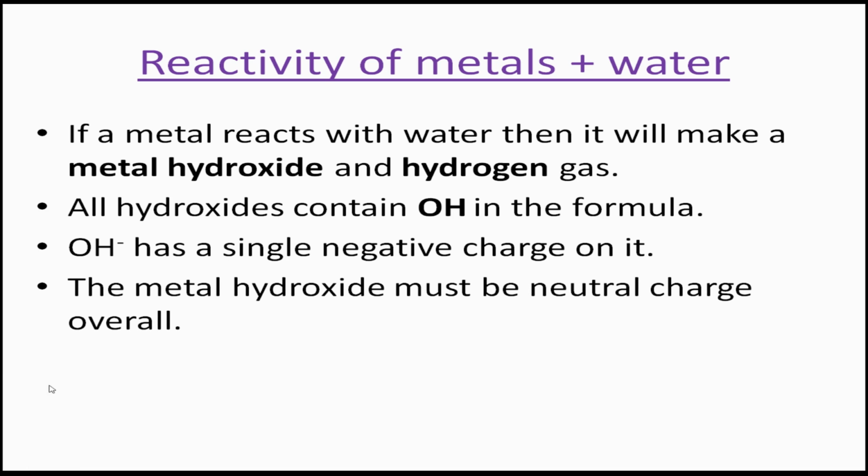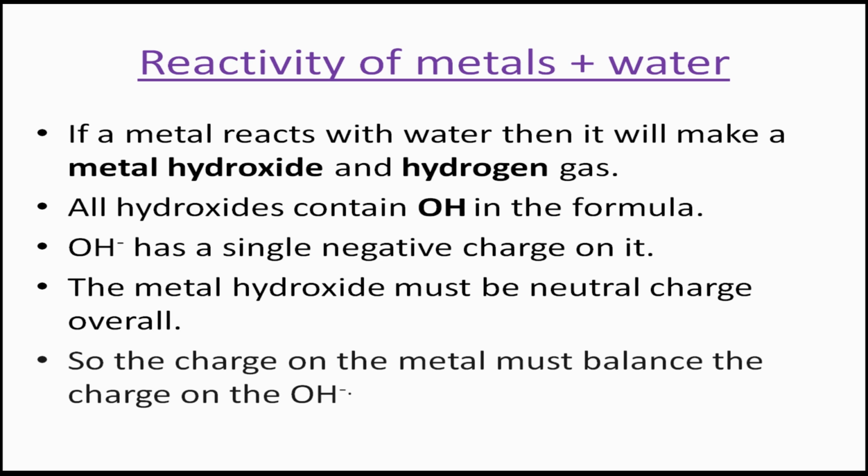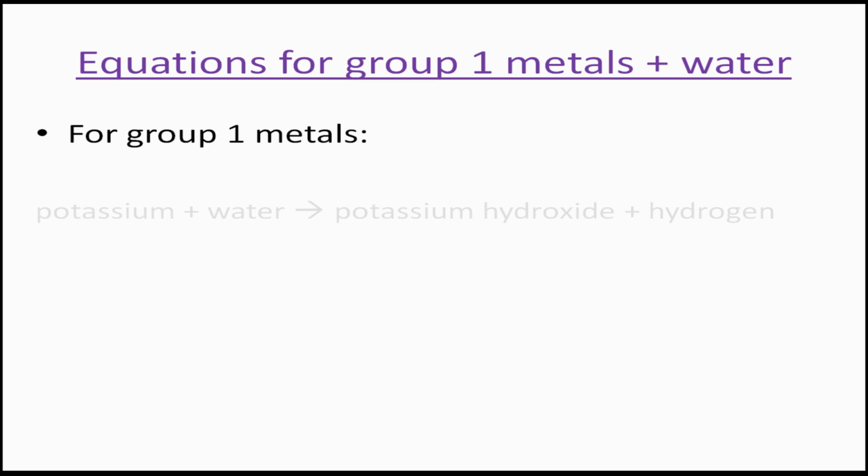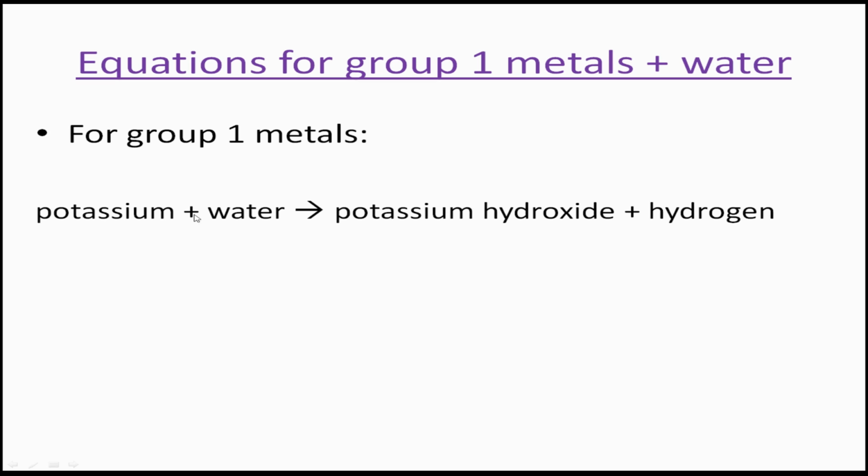The metal hydroxide compound, the overall molecule of the metal hydroxide, must be a neutral charge overall, and so the charge on the metal must balance the charges on the OH or the OHs, and we'll have a look at that now when we look at the group 1 metals with water. For any group 1 metal with water, what we get is metal plus water makes metal hydroxide plus hydrogen. Here is an example for potassium. We get potassium plus water makes potassium hydroxide plus hydrogen.